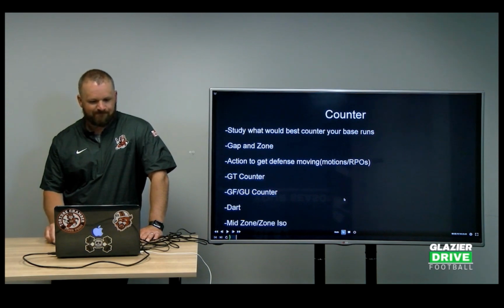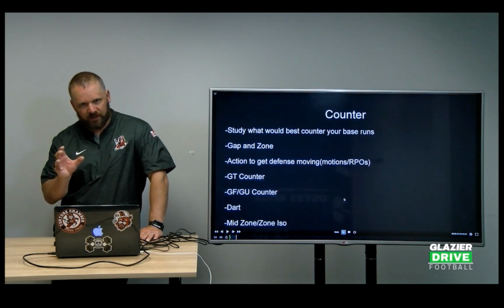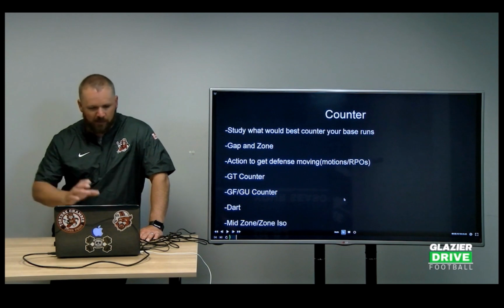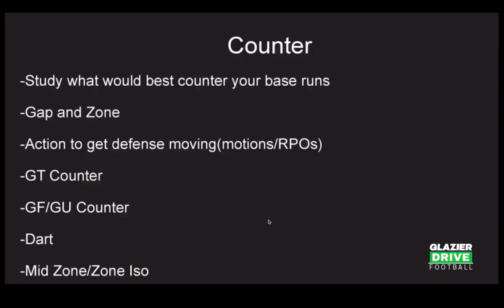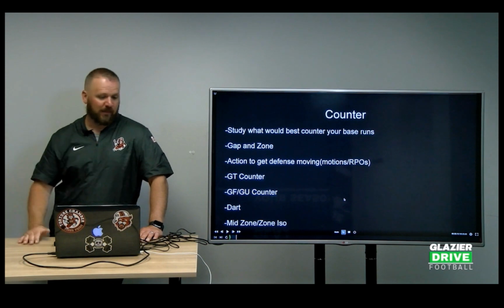And this is how I come up with counters. This is how our offensive staff talks about it, and this is what we do. We study what's the best counter for our base runs. So what are our base runs? Let's say our base runs are inside zone and power. What formations do we run them out of? Do we run same side power, or are we typically always running inside zone with our fullback on the same side? Okay, that's how we're running it. So let's build some counters off of that pre-snap look.